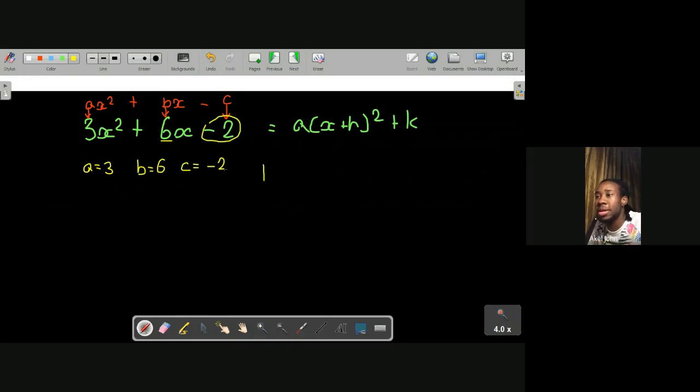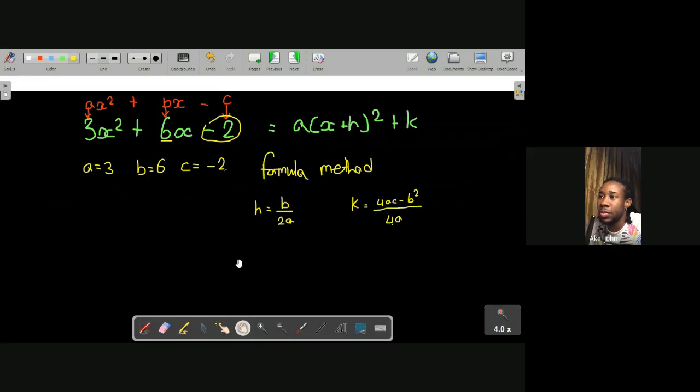So we will be using what we call the formula method, and there are two important formulas to know, h and k. Now h is simply b over 2a, while k is 4ac minus b squared, being divided by 4a. And now you could kind of see the correlation and where this is going. Now it's just simply a matter of substitution.